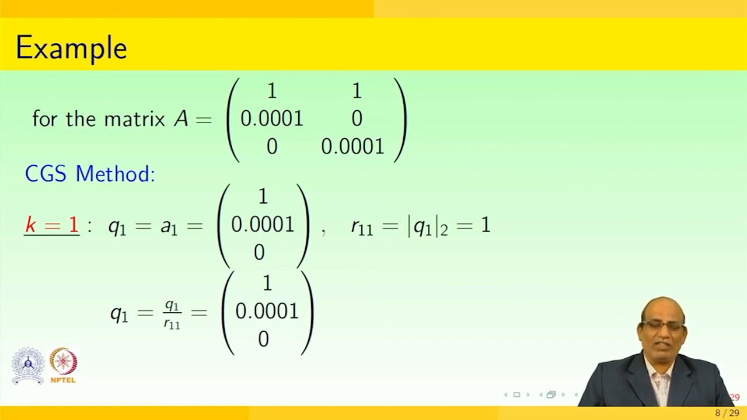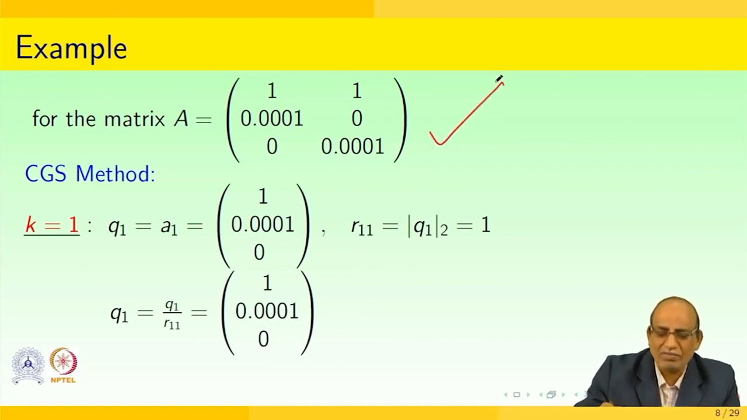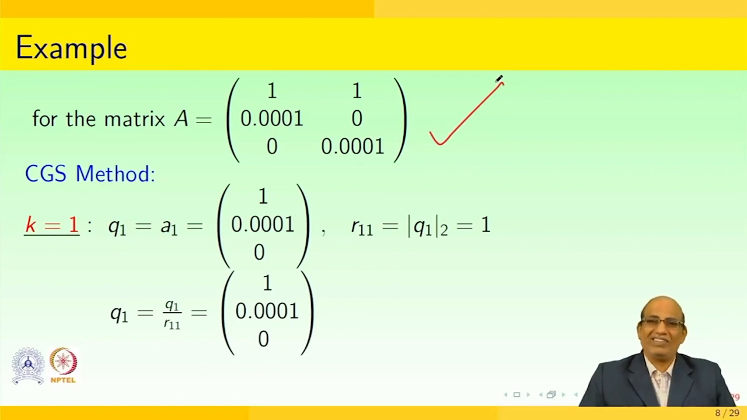Well, having had this algorithm, it is now time to look at an example. Let us take a simple example here. Look at this example. What is the matrix A? Matrix A is 1.0001 and 0, and this is 10.001. Look at this matrix.